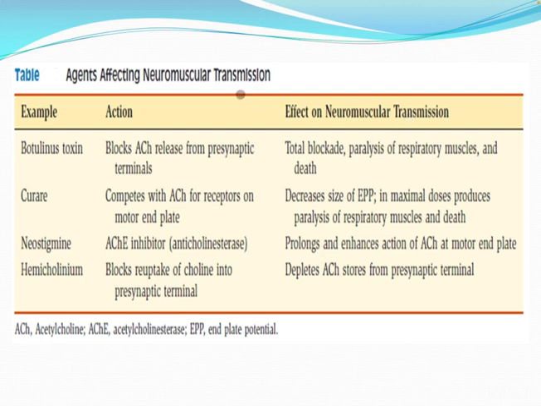So this is the last slide, showing the agents affecting neuromuscular transmission. Botulinum toxin blocks the acetylcholine release from presynaptic terminals, leading to total blockage and paralysis of respiratory muscles, finally resulting in death. Curare competes with acetylcholine for receptors on the motor end plate and decreases the size of the end plate potential. In maximum doses it produces paralysis of respiratory muscles and death occurs.